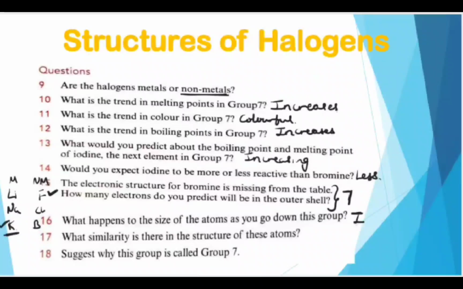What happens to it as you go down? It becomes bigger. Let me write bigger instead of increases. Bigger. Yes, what similarity is there in the structure of these atoms? In these atoms, the outermost shell or the valence shell has 7 electrons. Okay, children. Suggest why this group is called group 7: because the valence shell has 7 electrons.